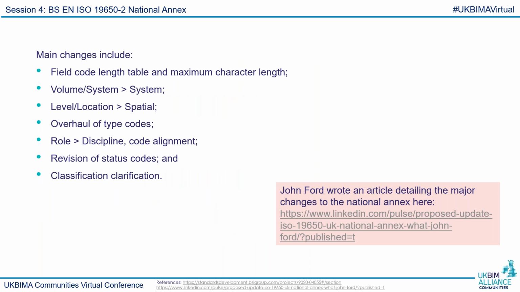Now, the current draft that's available for public consultation has got a number of changes proposed in it. It changes some of the names of some of the fields while keeping the way that they perform the same. So the idea that the volume and system field is renamed to system, the level and location field renamed to spatial. There's been an overhaul of the standardized type codes, the idea that role becomes discipline and the alignment for some of those codes, the revision to some of the status codes and some clarifications on how classification shall work.